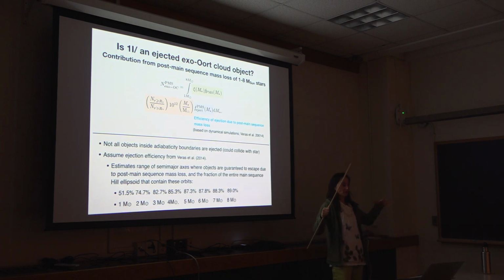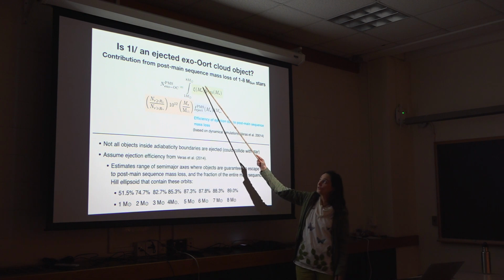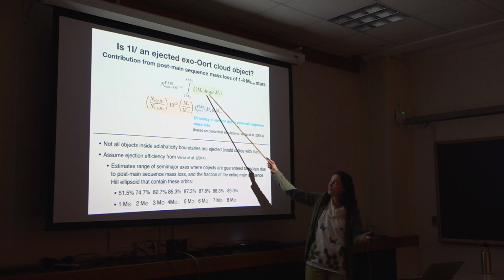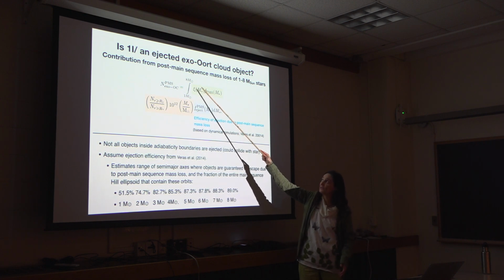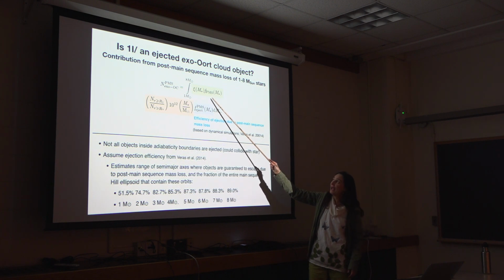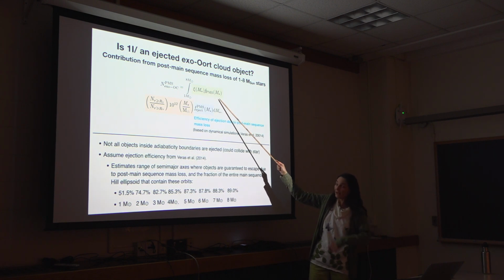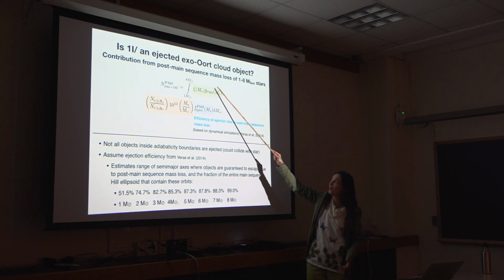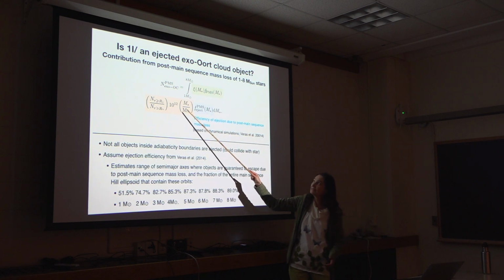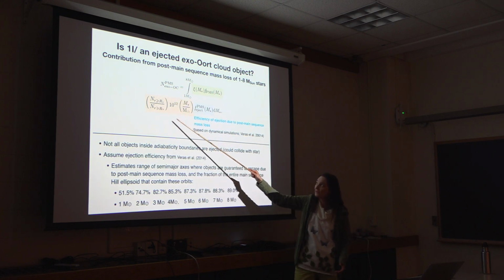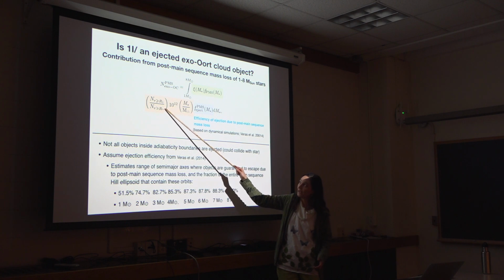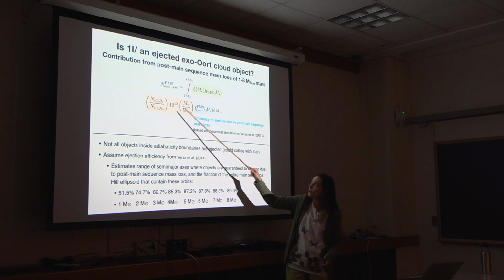of post-main sequence mass loss to the release of these Oort clouds. And in this case, again, it's going to depend on the initial mass function, how many stars, the number density of stars per stellar mass, how many stars have left the main sequence and are already in the post-main sequence phase, how many objects I have per star for objects that are larger than Oumuamua.